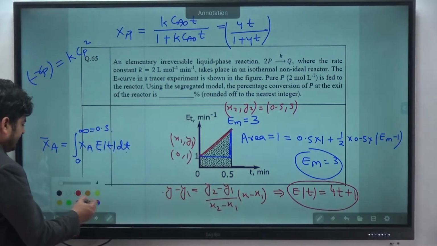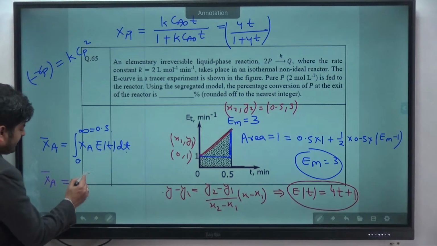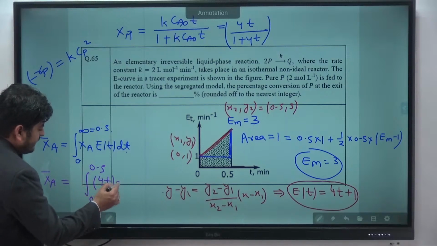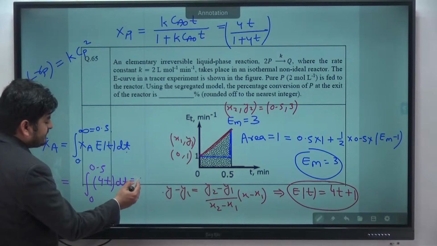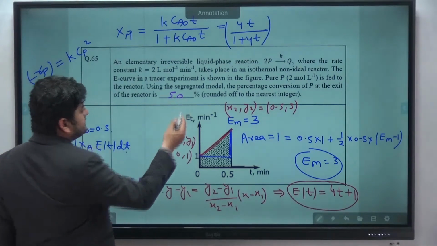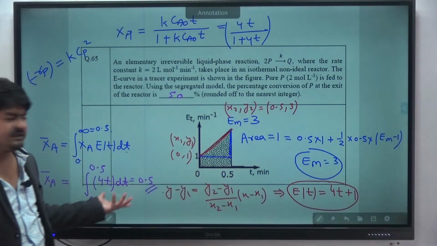So when you put those values in this expression, XA bar will be the integration from 0 to 0.5 of 40 into dt, because 1 plus 40 will get cancelled, and this will be equal to 0.5. That means 50%. So this is the segregation model, a 2 marks question, very easy.